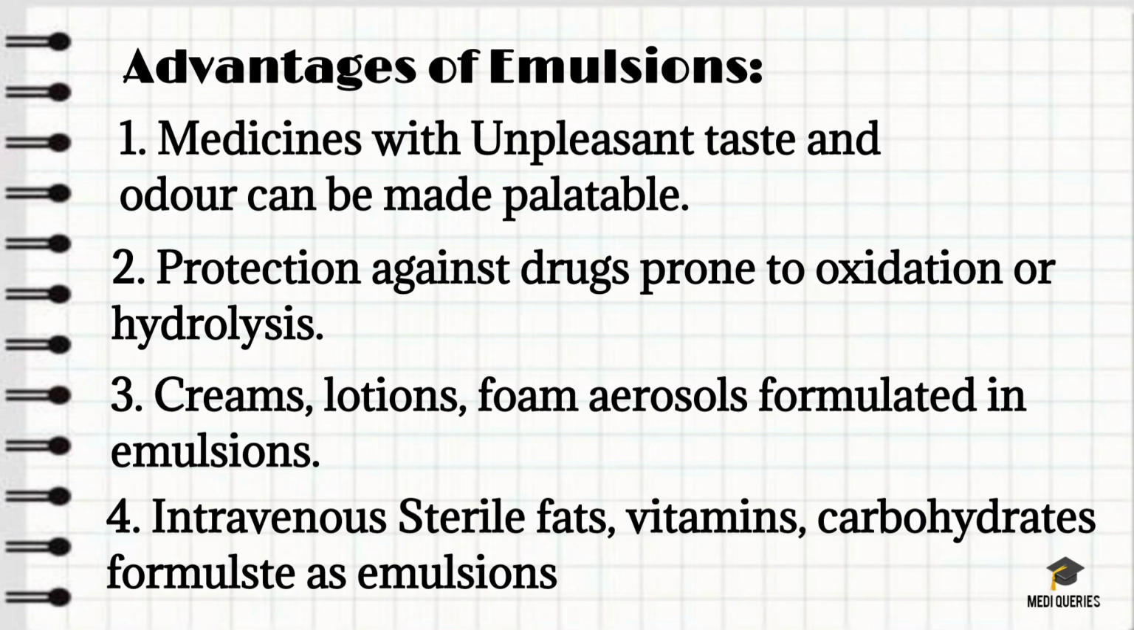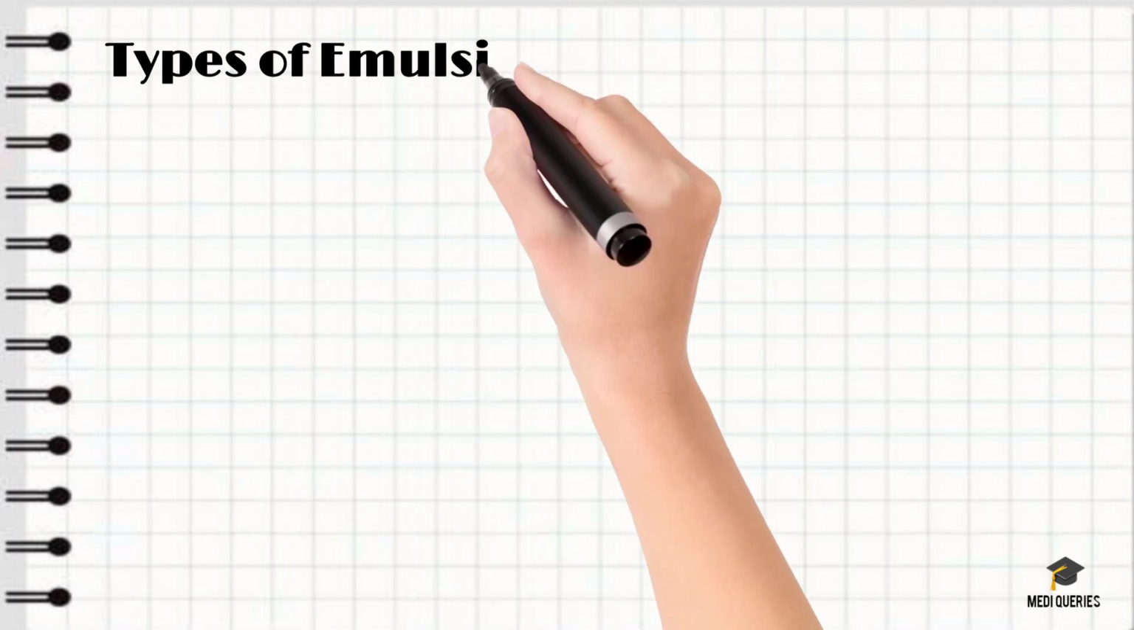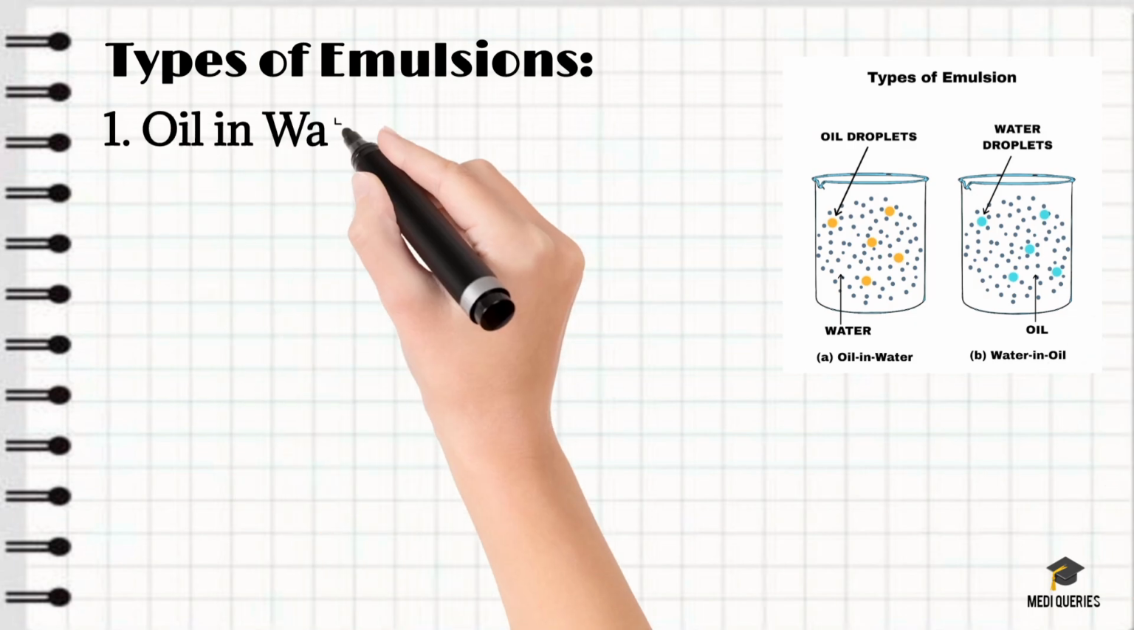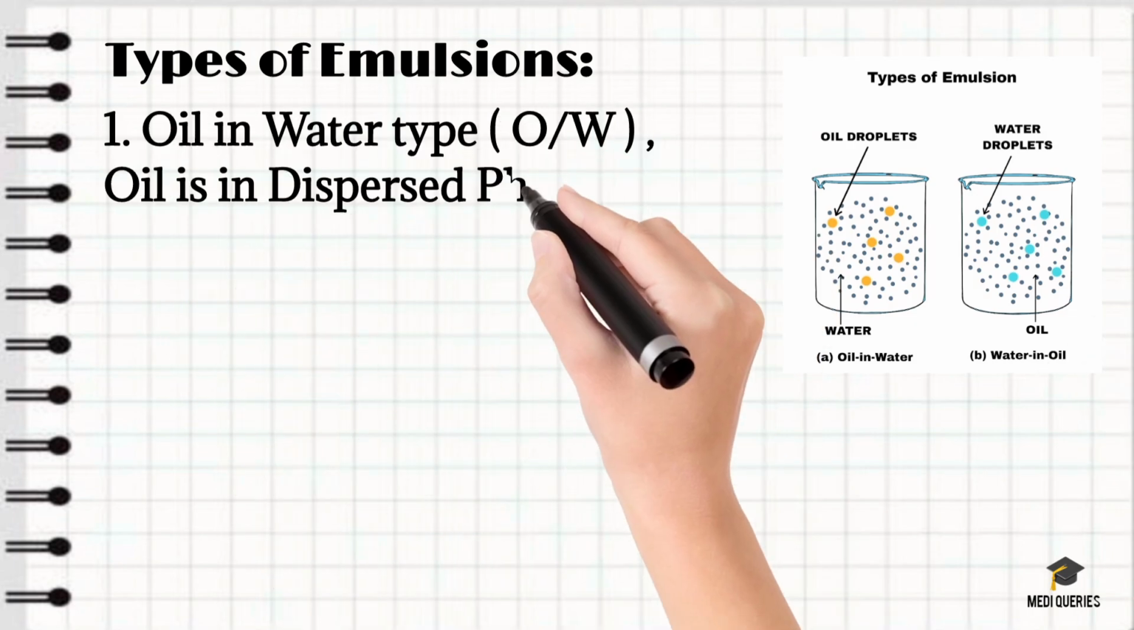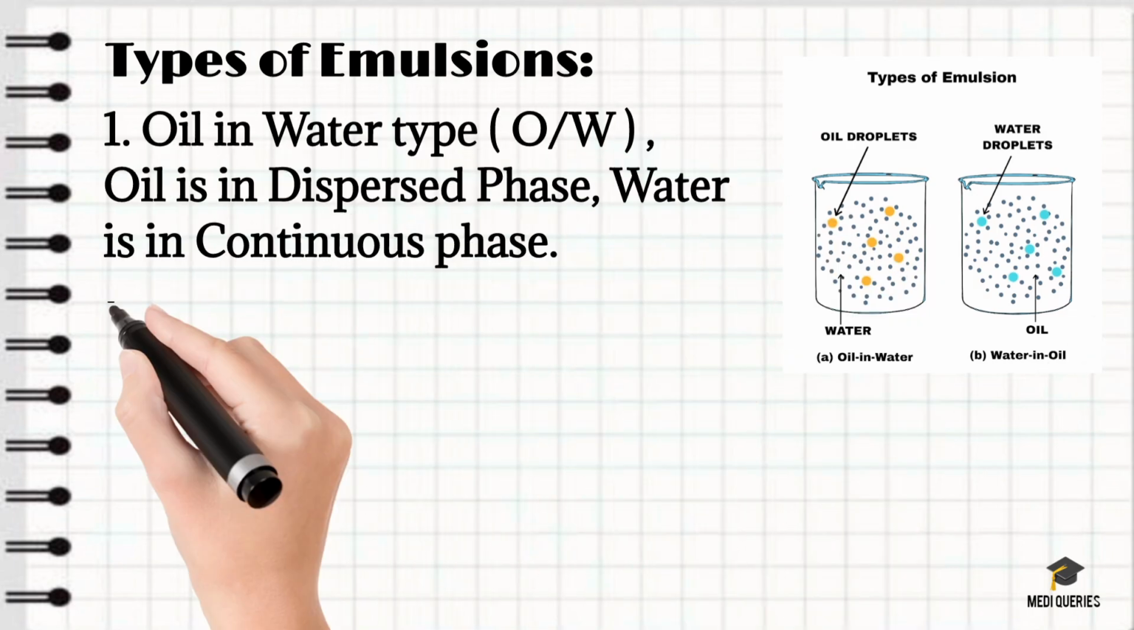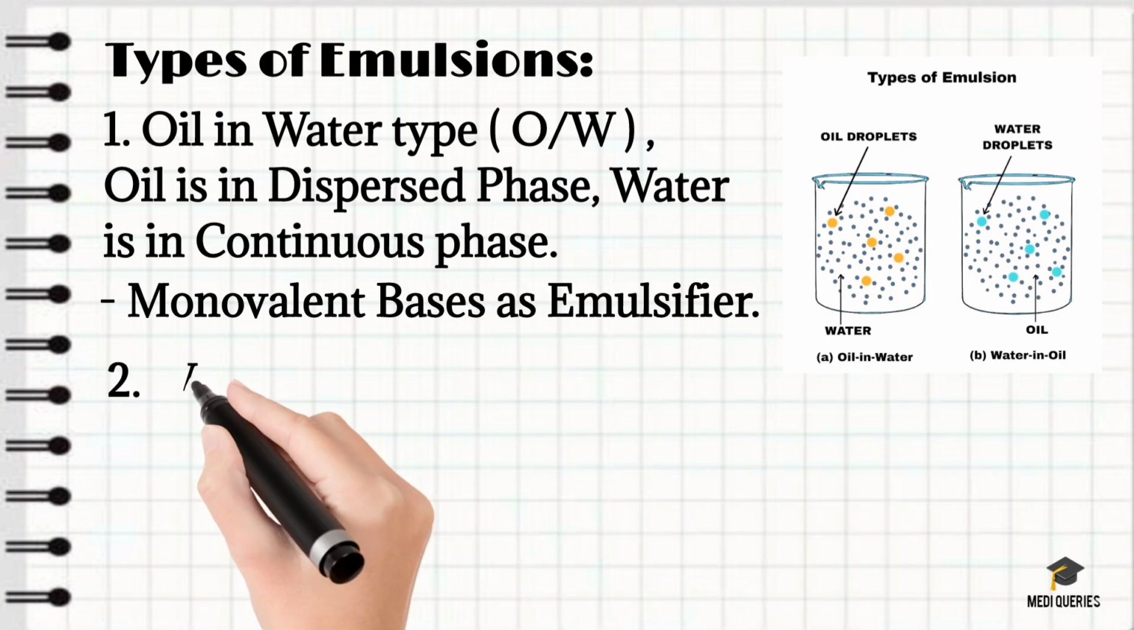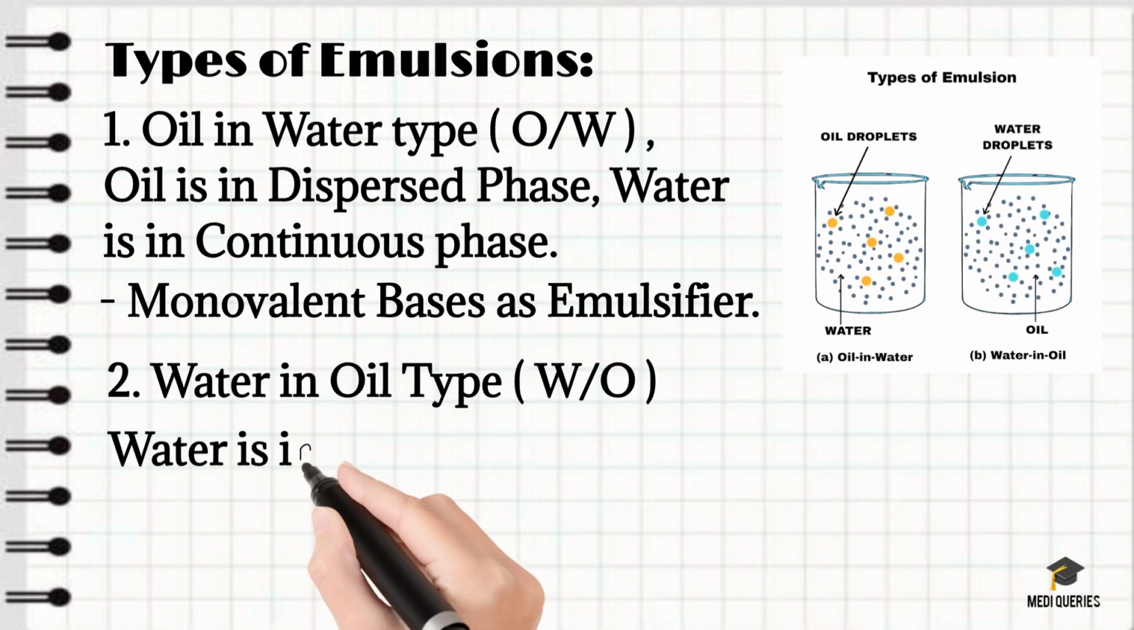And nowadays, radio opaque emulsions are used as diagnostic agents in X-ray examinations. So all these are the various advantages of emulsions. Let us see the types of emulsions. Emulsions are mainly of two types. The first one is oil in water type and the other is water in oil type.